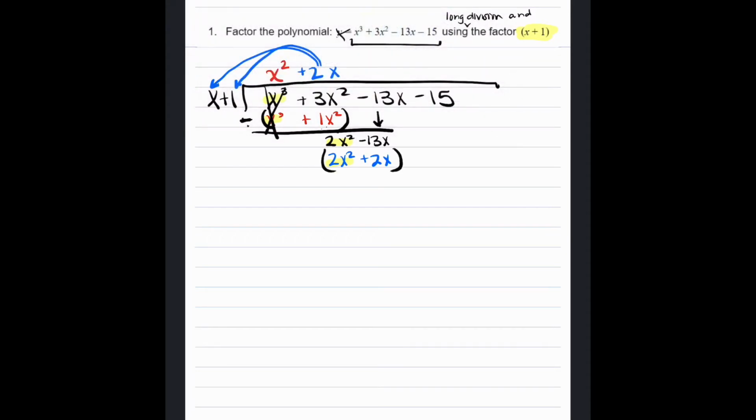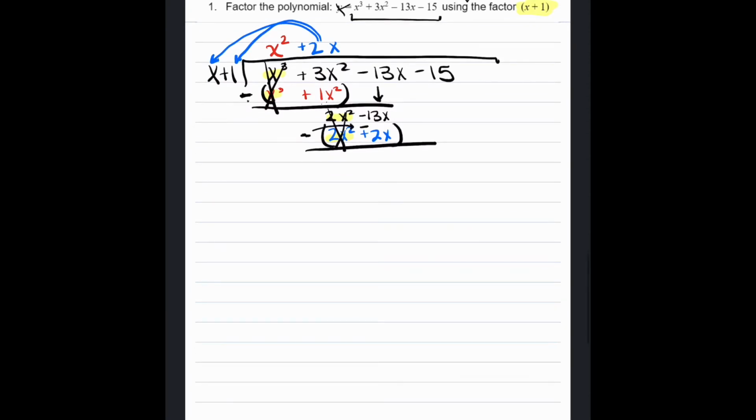So then I'm going to take this, I'm going to go ahead and subtract it. 2x squared minus 2x squared cancels. I'm going to actually bring in this negative sign here, so I'm going to write it over here. So now I have negative 13 minus 2. They're both negative, so I add them and keep it negative, 15x. Negative 13 minus 2 is negative 15x, and I can go ahead and just bring down the negative 15.